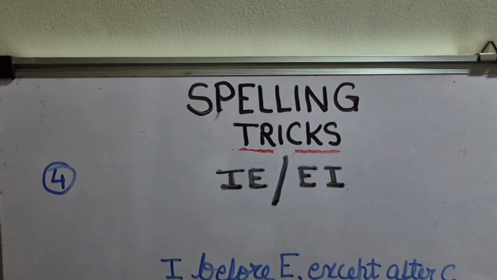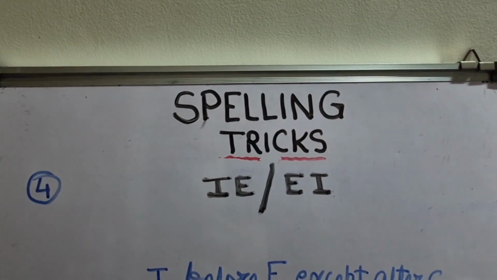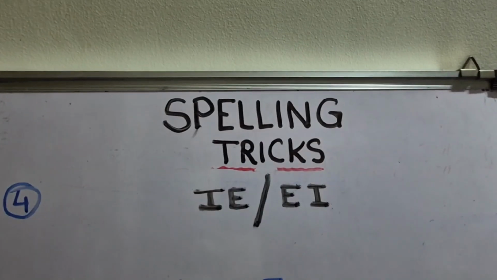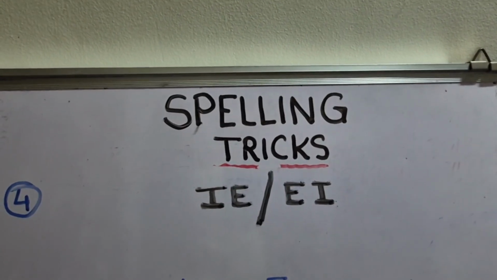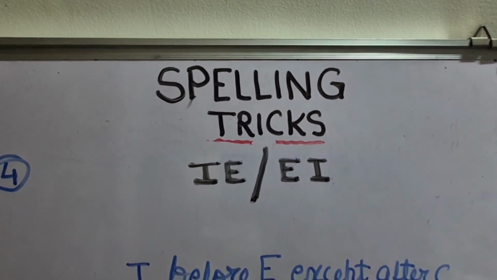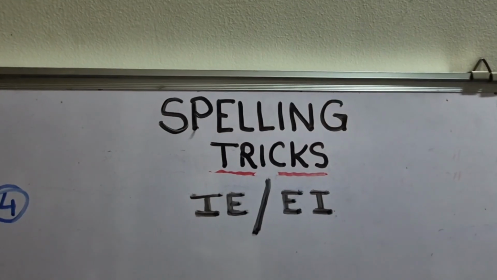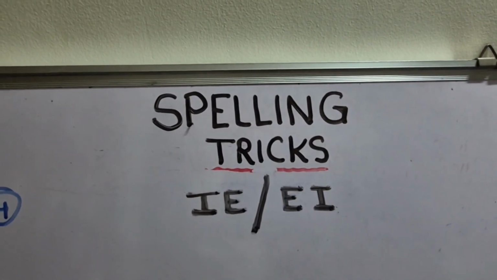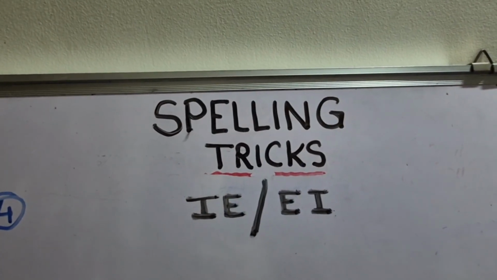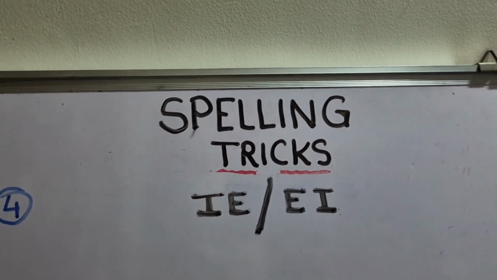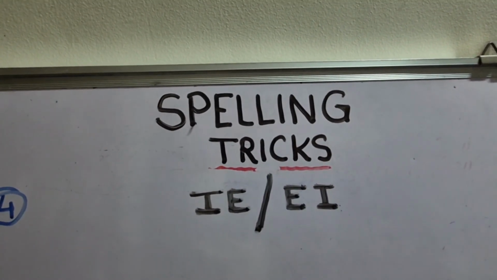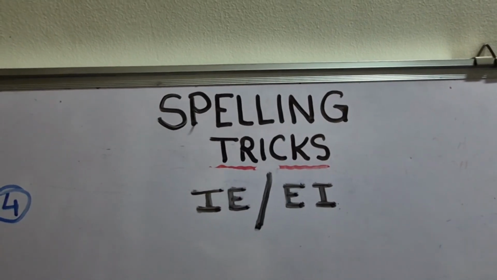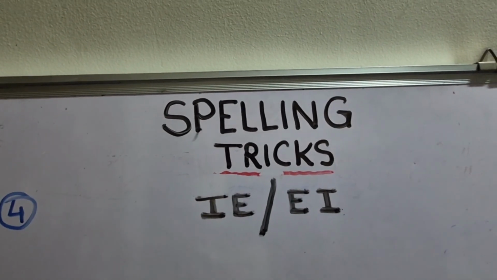So fourth one is IE or EI, a simple spelling trick. Today, let's learn how to choose between IE or EI in the spellings, right? So many children get confused when they hear words like believe and receive. Both sound similar, but their spellings are different. So, what should we do?